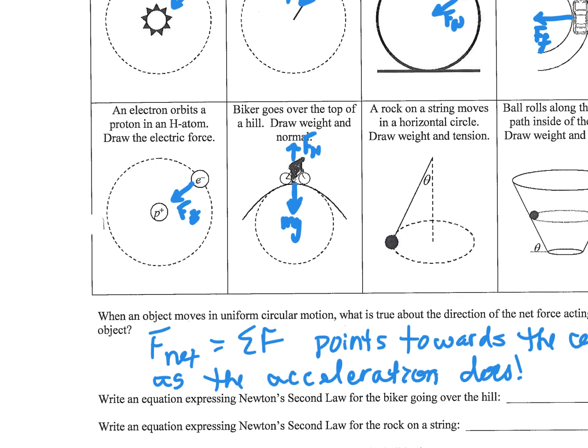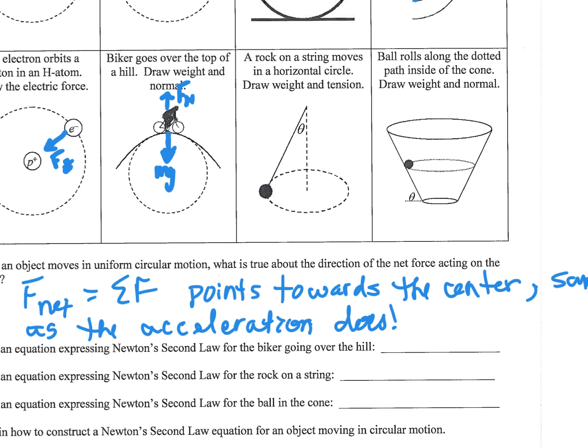If we have a rock on a string moving in a horizontal circle, that means it is going this way around the circle. What do we have going on? Well, we have a tension force going this way. So what do we have? We have a component of that tension force that goes what?